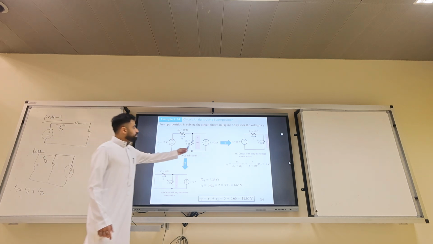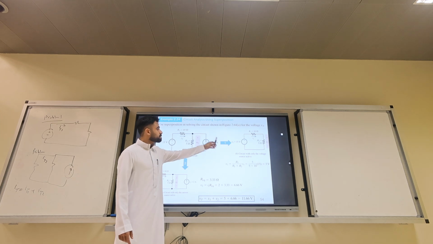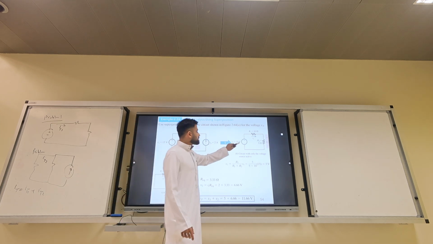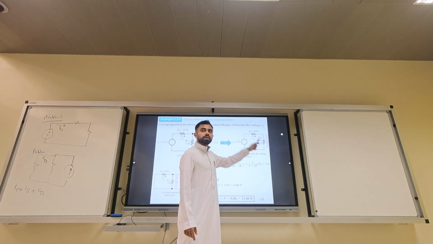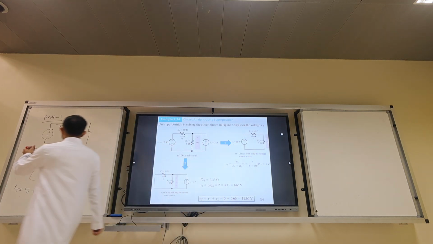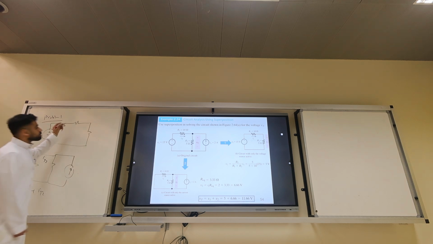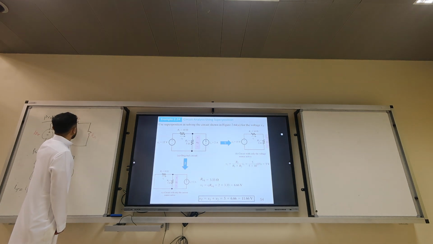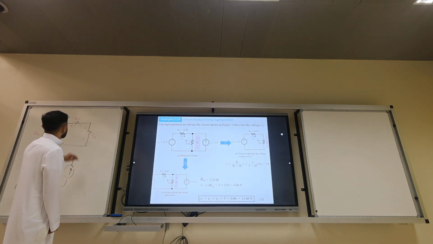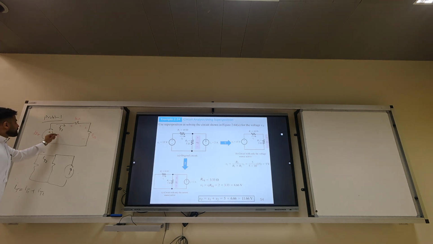In the first example, what did I tell you? The current source has to be killed. Once it's killed, we have a circuit of 15 volts. So what is IT1? What's the voltage source? 15 volts. Resistor 1, 10 ohm. Resistor 2, 5 ohm. Plus, minus. So what is IT1? It's very simple.